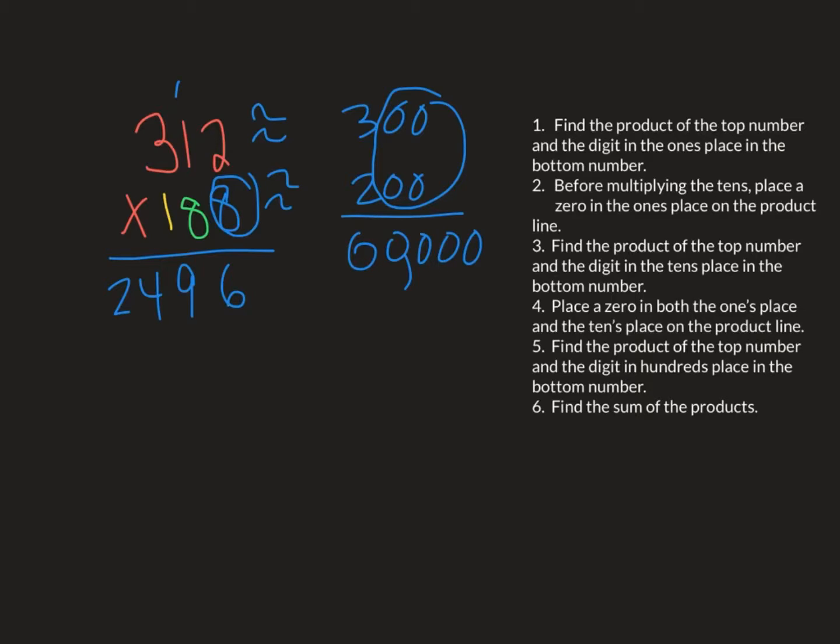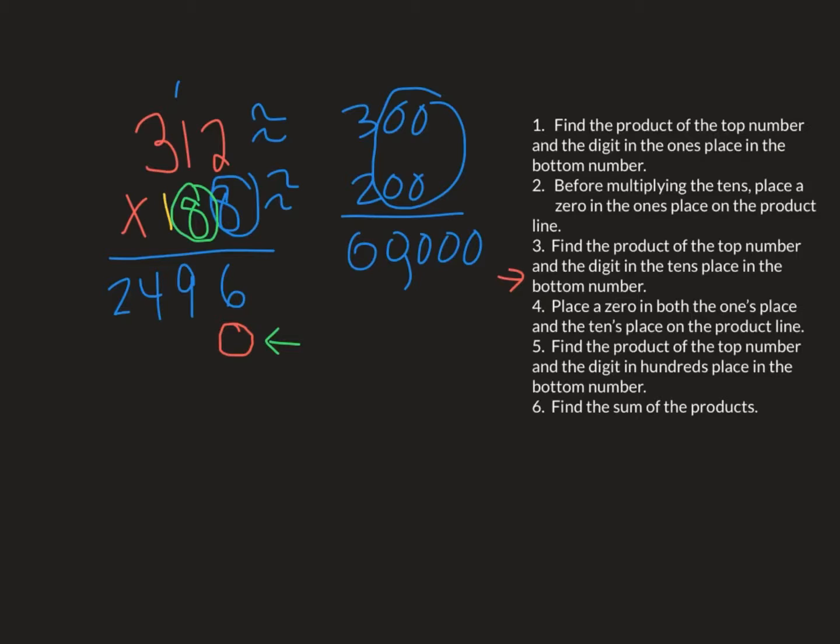Step 2 says, before multiplying the tens, place a 0 in the ones place on the product line. So here's my product line. This is the ones place. I place a 0 there. It's really important because in step 3, it says find the product of the top number, 312, and the digit in the tens place, which is 8. But we're really not looking for 312 times 8. We're looking for 312 times 80 because 8 is in the tens column. By placing my 0 in the ones place, I'll get the product of 312 times 80 while I'm only multiplying 312 times 8. So here we go.